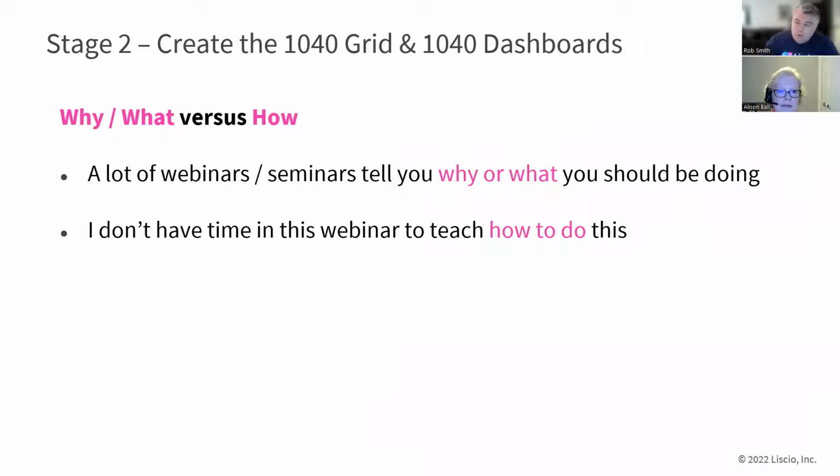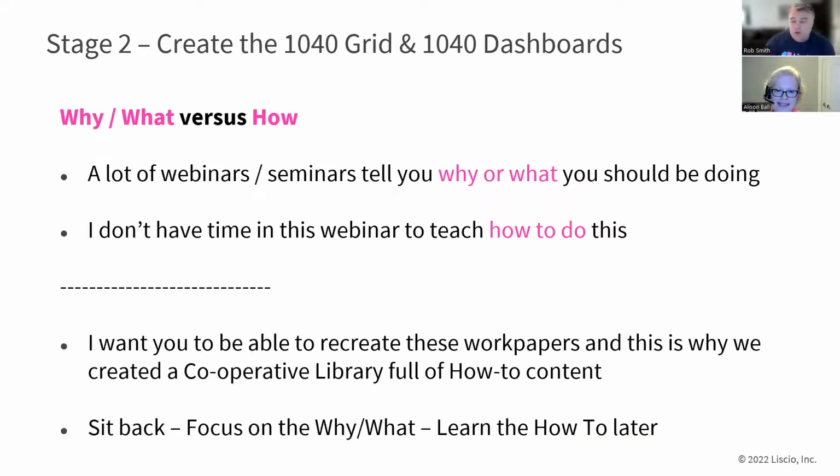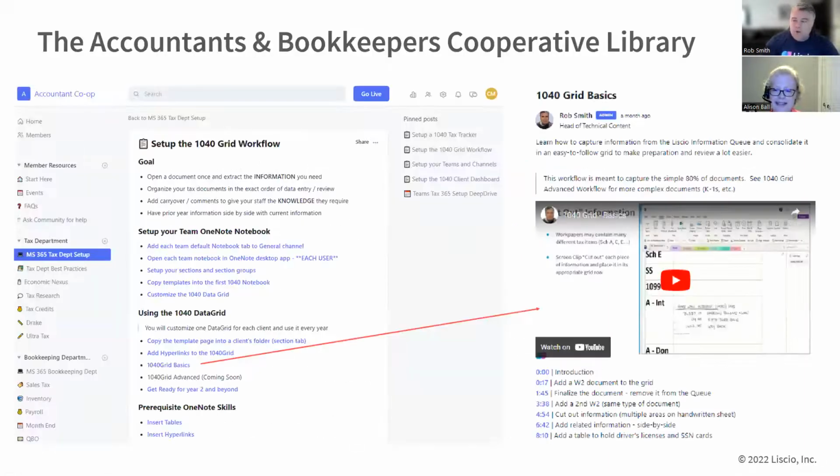Now, I told you what to do and maybe why you should do it. But how are you going to do it? Well, what we're going to do here on the how to do it is, at the very end, we're going to give you a link to join our cooperative library, now called the Grove. That's going to give you step by step exactly how to do this. So don't worry about how to. Just sit back, watch what I'm going to do, and we'll go from there.